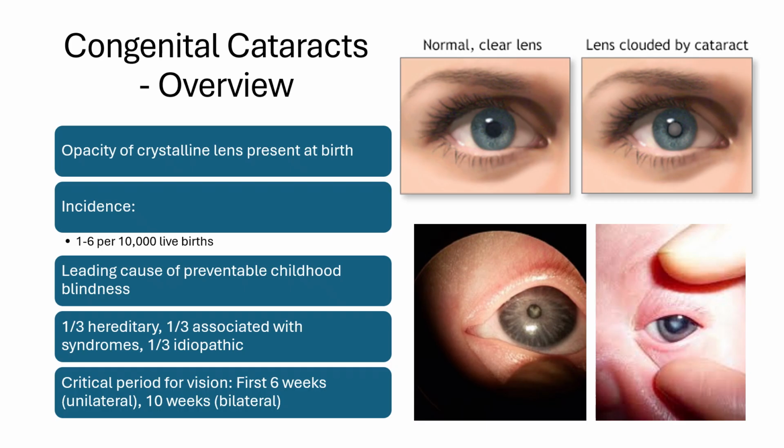For unilateral cataracts, those first 6 weeks represent a crucial window where the visual cortex is rapidly developing its connections. With bilateral cataracts, we have slightly more time, up to 10 weeks, but the urgency remains paramount. The developing visual system requires clear, focused images to establish proper neural pathways. Without intervention during these critical periods, irreversible deprivation amblyopia develops, fundamentally altering the child's visual potential for life. This timeline drives every clinical decision we make in these cases.